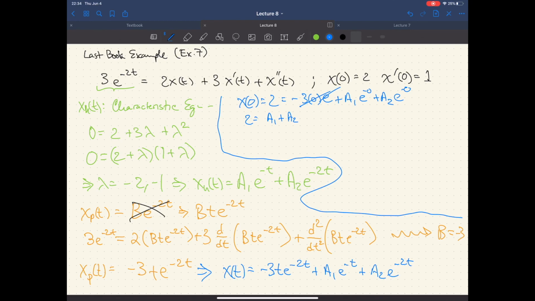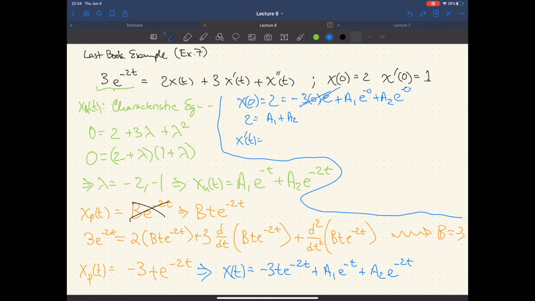Except it doesn't actually tell us anything yet, right? So what are we going to do? We have this x prime of 0 is equal to 1. Well, we just take a derivative. That's all we need to do. So we're going to take this expression down here and take its derivative. So x prime of t, we know what its form is. These constants just go along for the ride, no big deal.